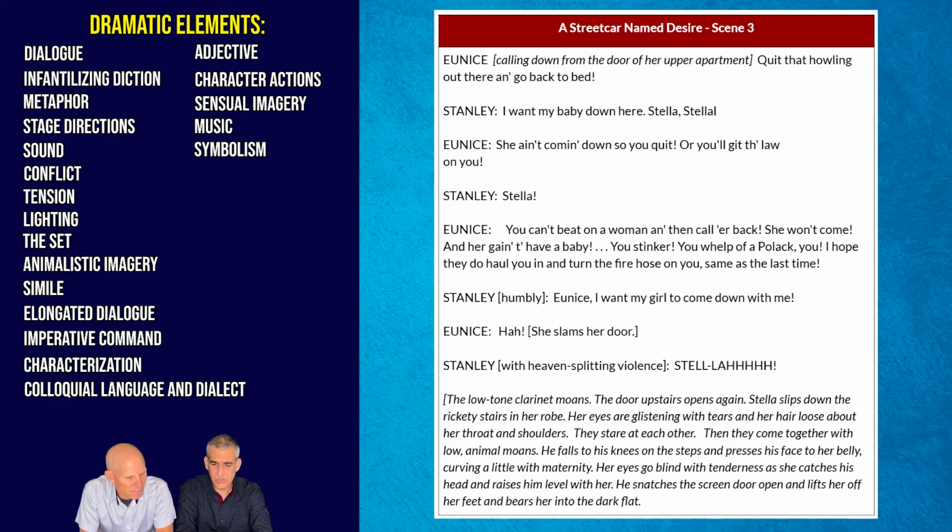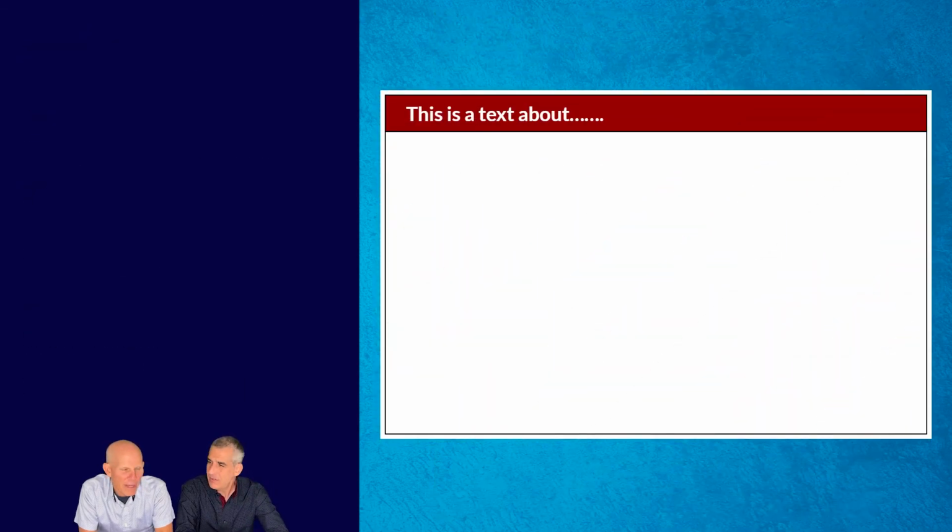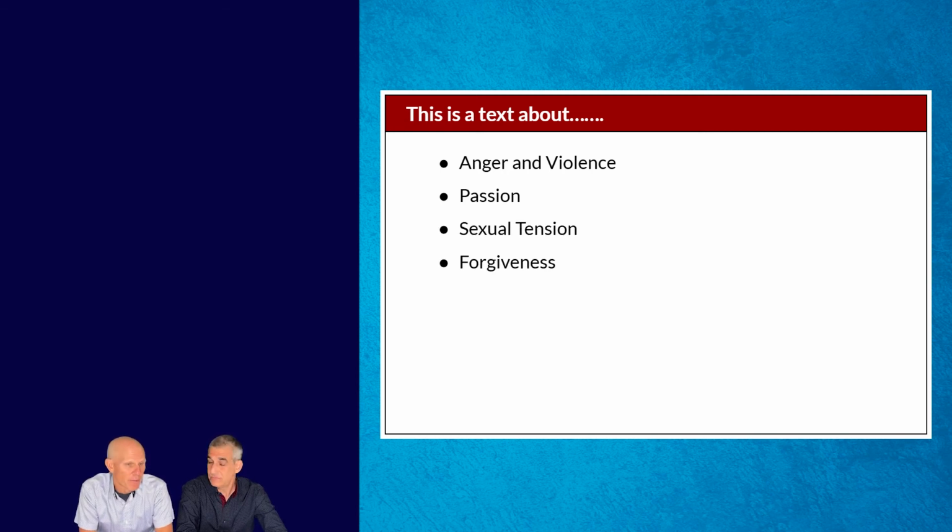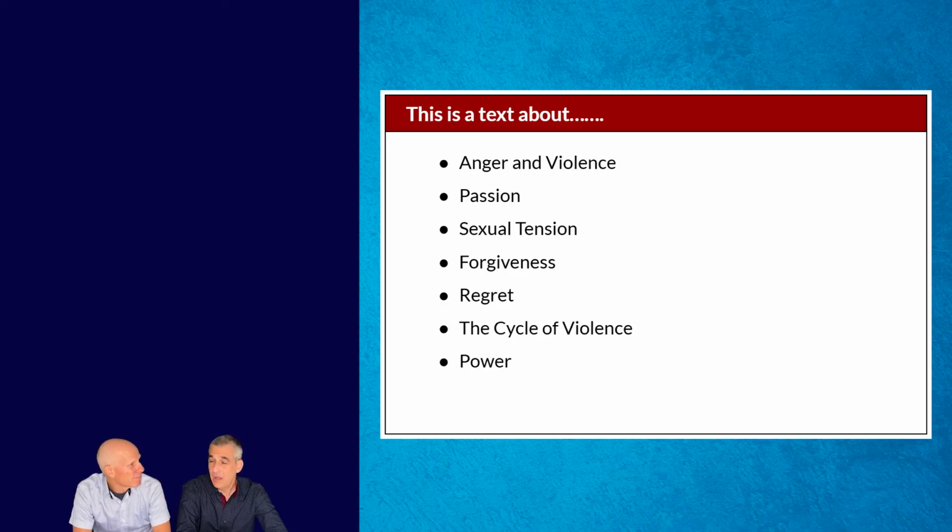Mr. Giles, this is a really rich extract that we pulled here. What is this extract about? Let's go to a main claim. This is an extract about... it's about anger and violence. Yeah, this is an extract about passion, Mr. Giles. This is a passage about sexual tension. It's about forgiveness. This is a passage about regret. This is a passage about the cycle of violence. This is a passage about power. It's a passage about relationships and redemption.